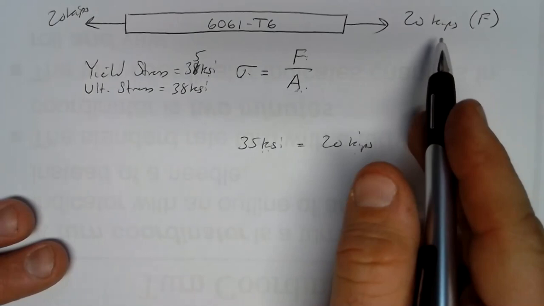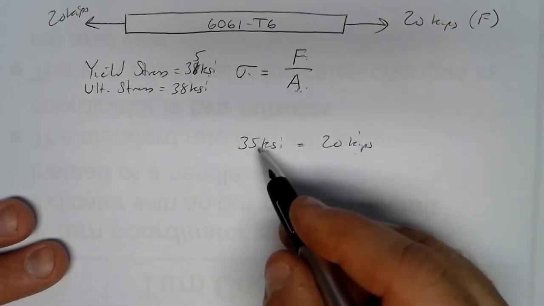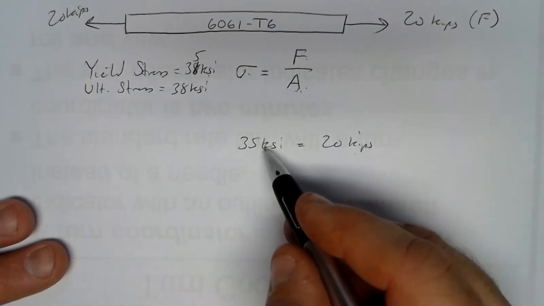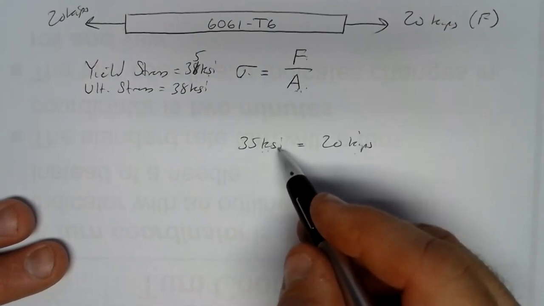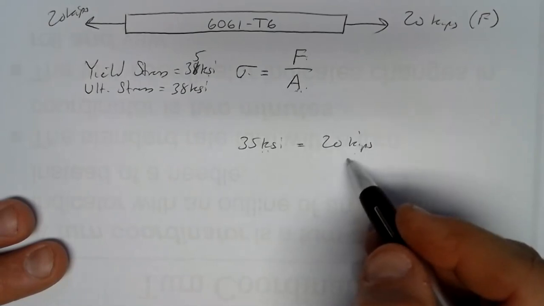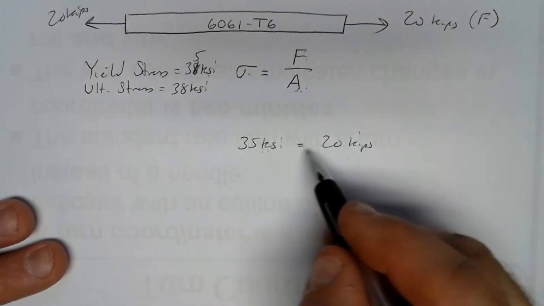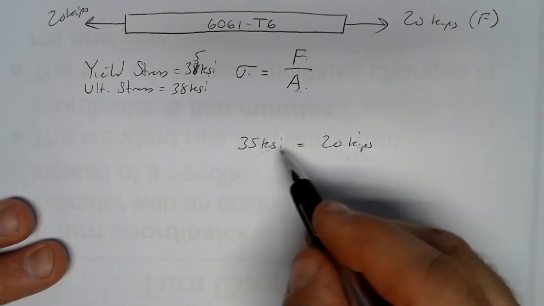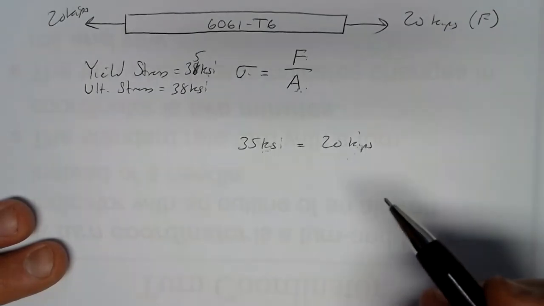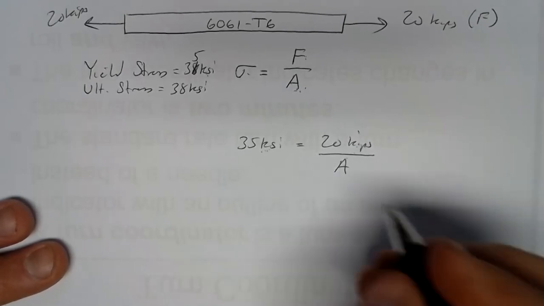If they said 20,000 pounds instead of 20 kips, you'd have to change your yield stress here to 35,000 PSI, or change your 20,000 pounds to kips. As long as you've got the same prefix on both sides, everything will work out. So if it's PSI, it's got to be pounds. If it's KSI, it's got to be kips. And we divide that by the area. Well, this is an equation we know how to solve.